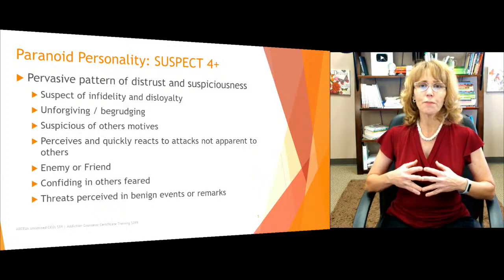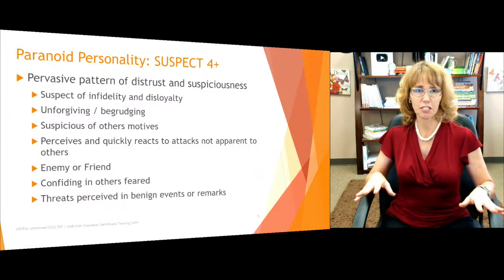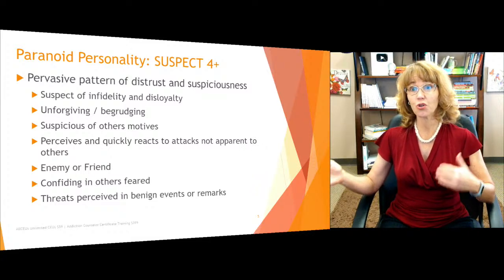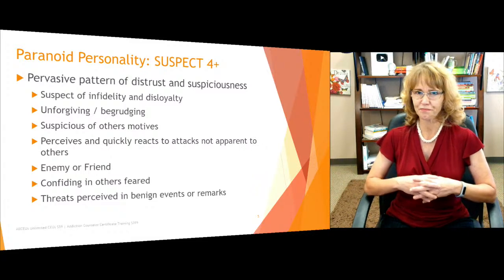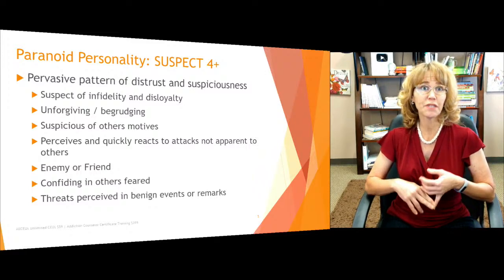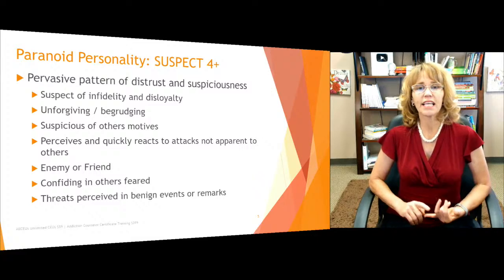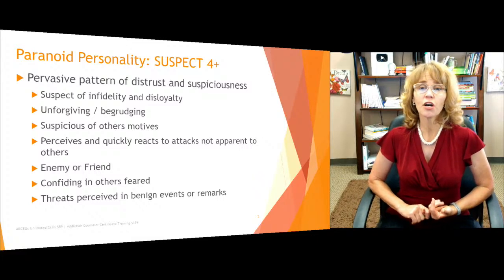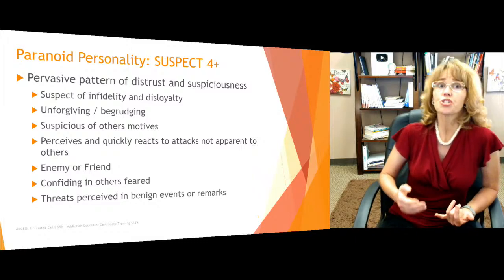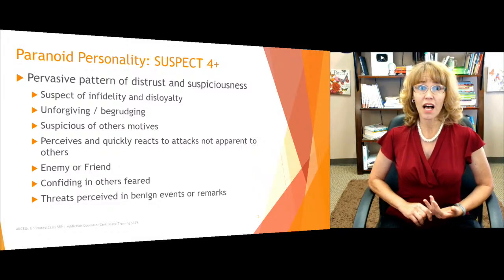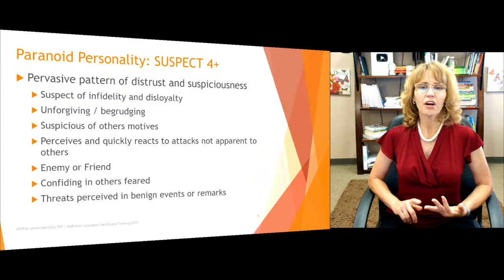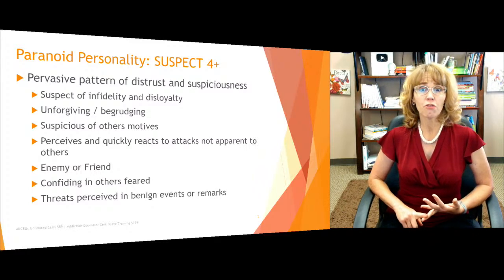So for paranoid personality, the mnemonic is suspect. Makes sense. People who have paranoid personality disorder are often suspicious. There's a pervasive pattern of distrust and suspiciousness. So suspect: they suspect infidelity or disloyalty. They are concerned that people are not going to be honest and faithful. They are unforgiving and begrudging.